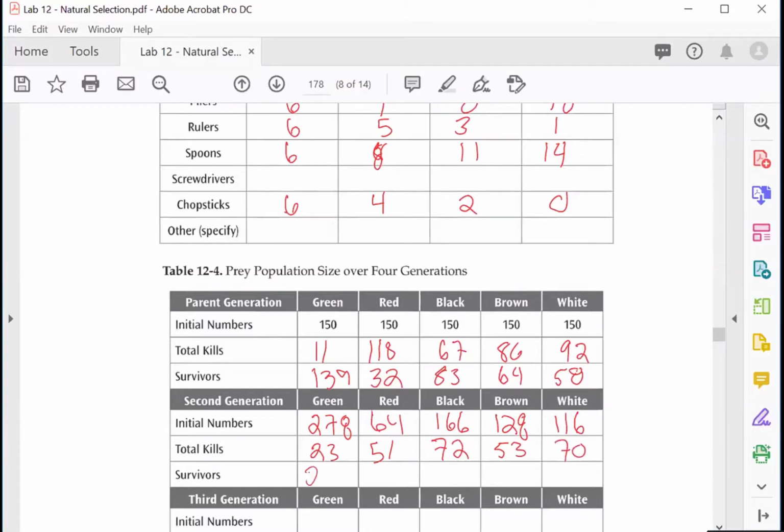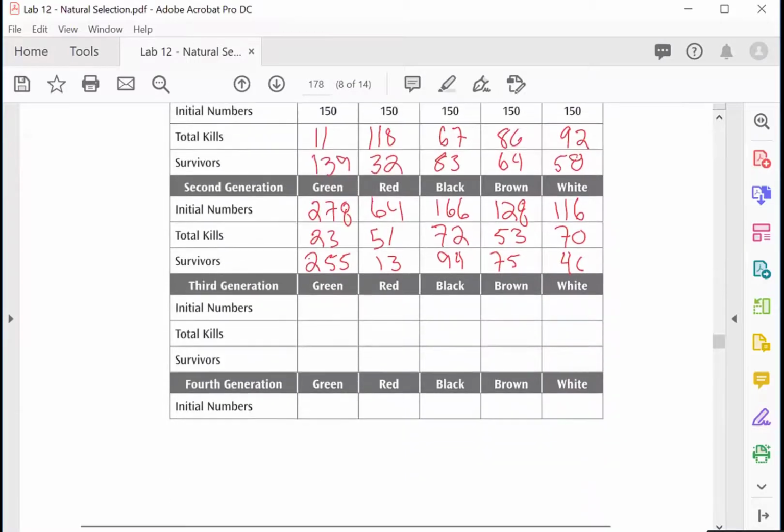Our number of survivors, again, we're just subtracting. So that was 255, 13, 94, 75, and 46. And then our initial numbers, doubling everything again, 510, 26, 188, 150, and 92. Total kills for that third generation, the third time, is 38, 26, 91, 68, and 49.